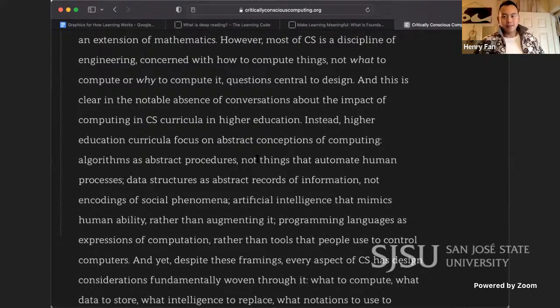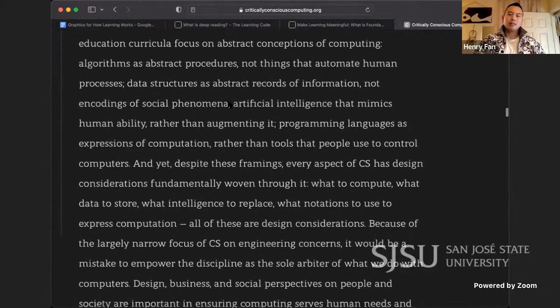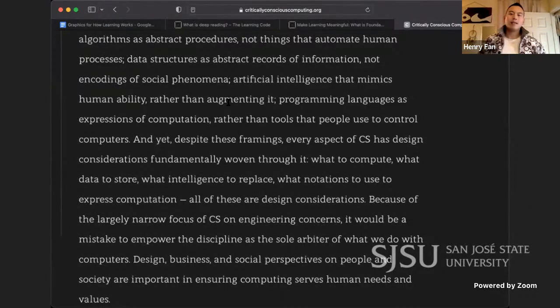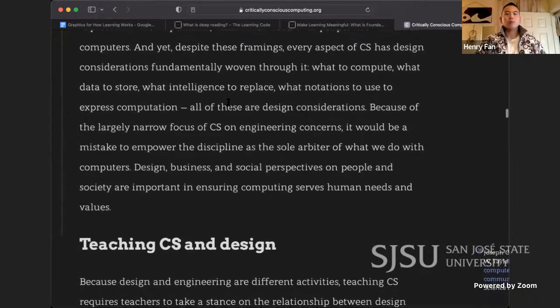Questions central to design. And this is clear in the notable absence of conversations about the impact of computing in CS curricula in higher education. Instead, higher education curricula focus on abstract conceptions of computing: algorithms as abstract procedures, not things that automate human processes, data structures as abstract records of information, not encodings of social phenomena, artificial intelligence that mimics human ability rather than augmenting it, programming languages as expressions of computing rather than tools that people use to control computers.